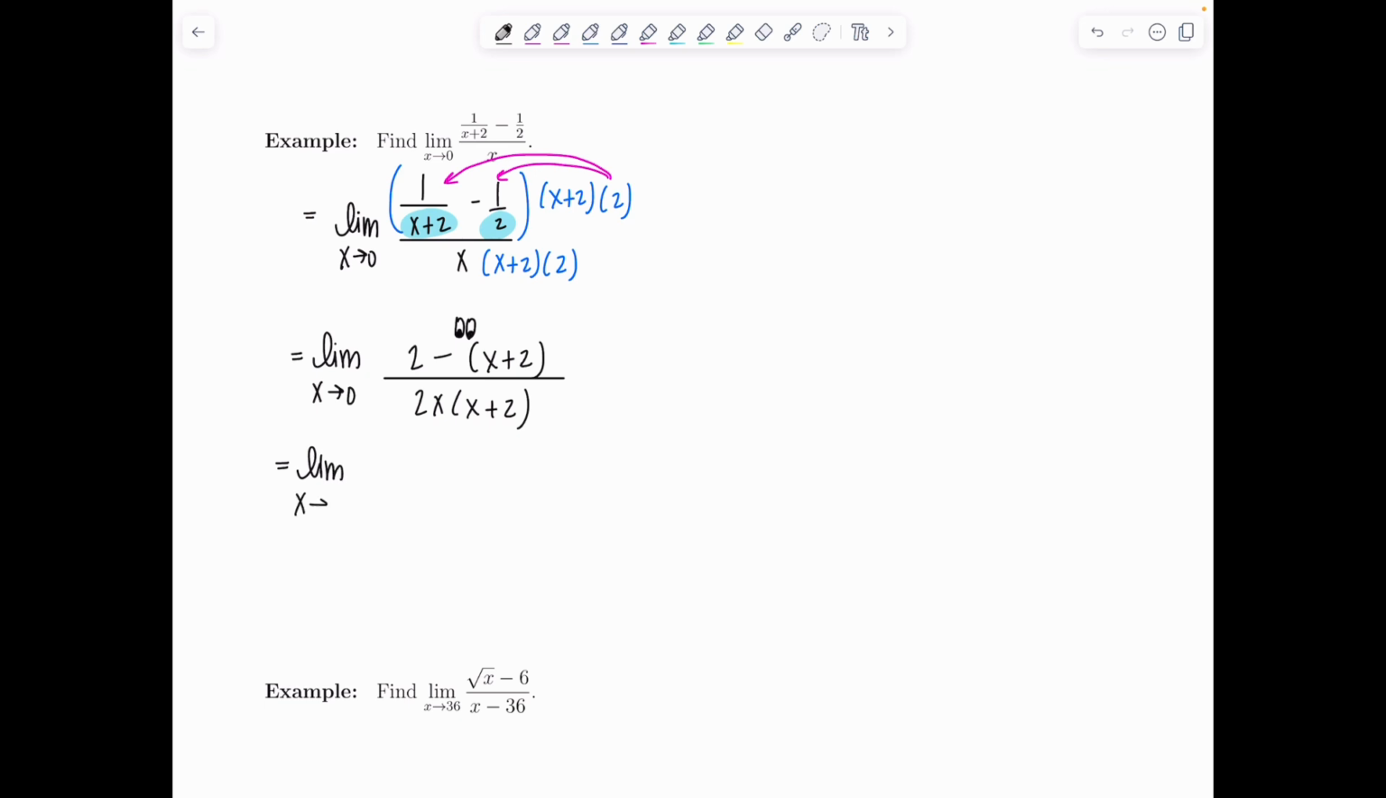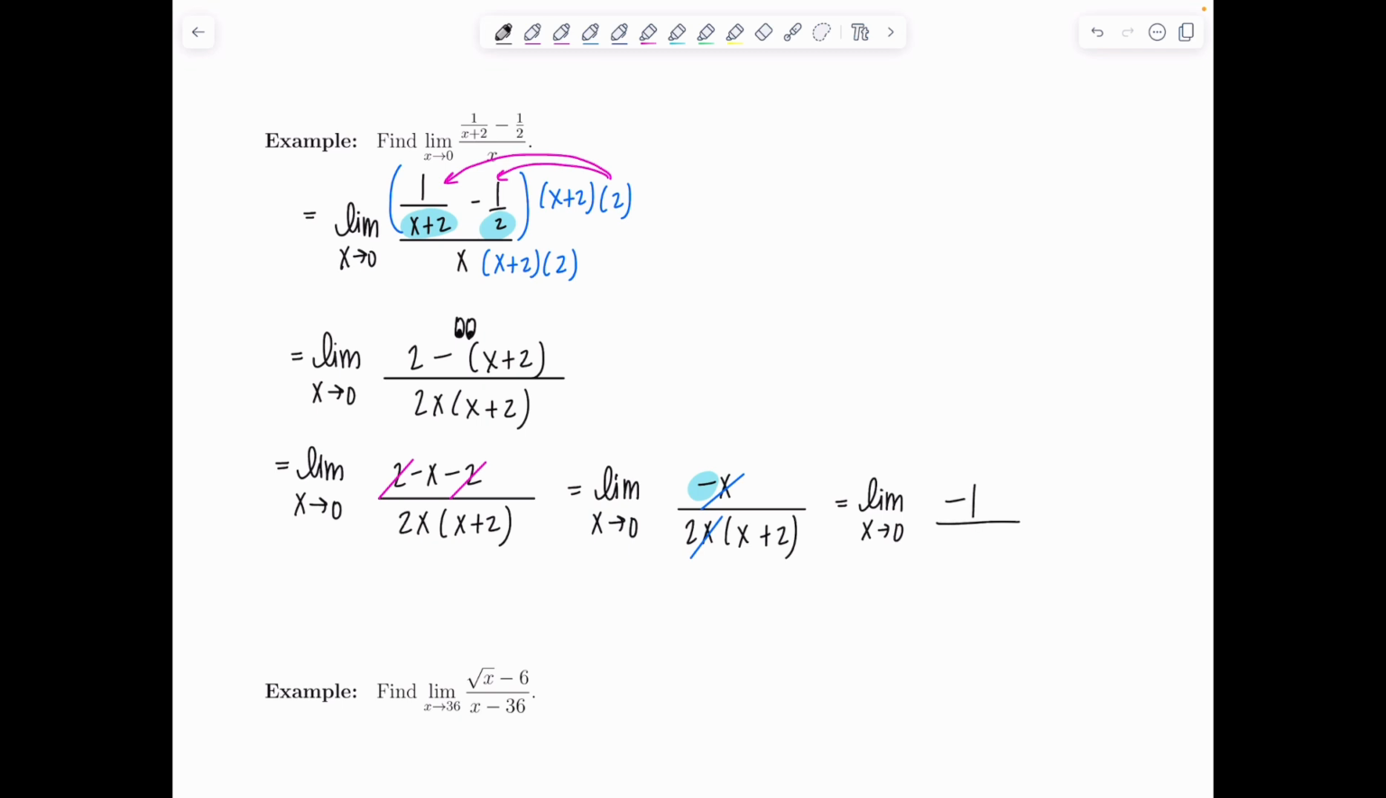Okay, so now let's clean up. Limit as x approaches 0 of 2 minus x minus 2 over 2x times x plus 2. Ooh, these 2's cancel now. So then I have the limit as x approaches 0 of negative x over 2x times x plus 2. Anything you notice? Yeah, we can cancel out this x with the x in the denominator. I still have a negative in the numerator. It's actually negative 1, right? So limit as x goes to 0 of negative 1 over 2 times x plus 2.